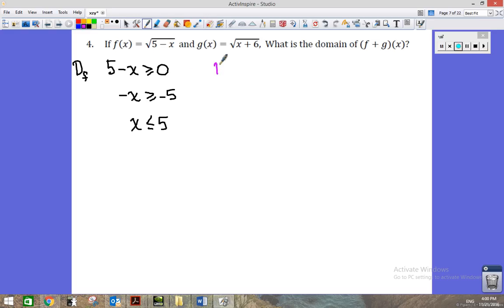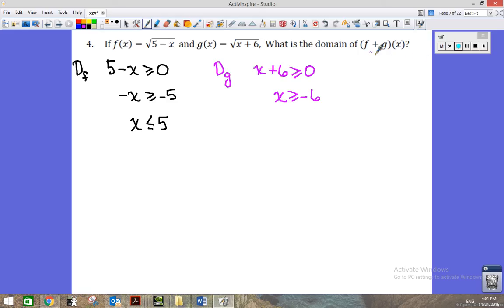For the domain of g, we approach it in the same way. There are no variables in a denominator, so I don't have to worry about division by 0. But I do have a variable that's underneath an even root, a square root. So this x plus 6, just like last time, has to be greater than or equal to 0. If I subtract 6 from both sides, x is greater than or equal to -6.